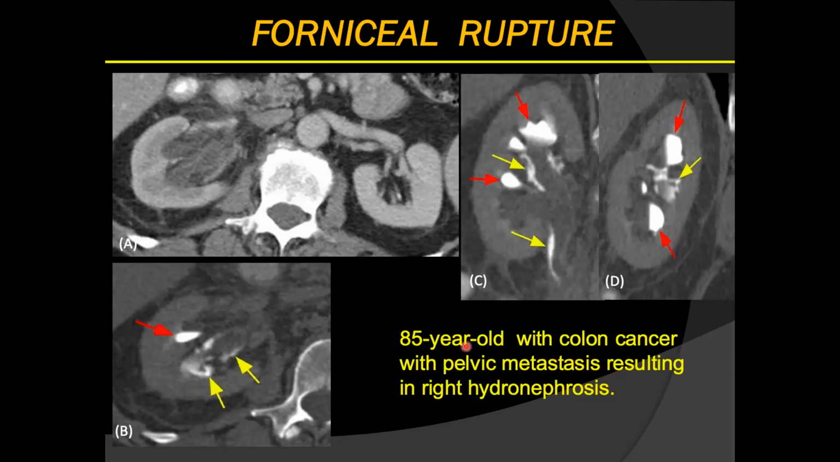Now, this is a case of an 85-year-old who had colon cancer and pelvic metastasis resulting in right-sided hydronephrosis. You can see this is a late nephrographic phase axial CT, which shows right-sided hydronephrosis with decreased contrast enhancement of the right kidney as compared to that of the left kidney. Now, these are excretory images which are seen in axial, coronal, as well as sagittal planes, which show contrast leakage from the caliceal fornix, with the extravasated contrast which is seen surrounding the right renal pelvis and the proximal ureter.